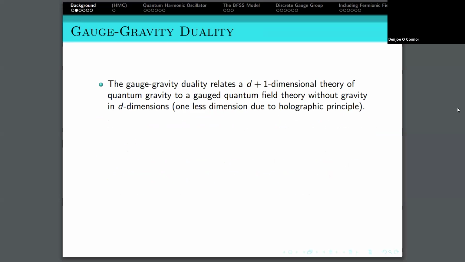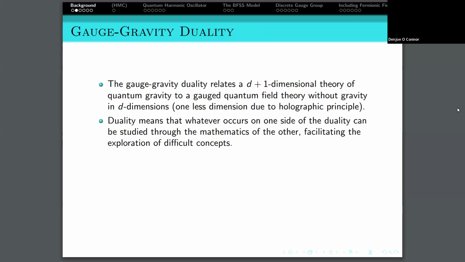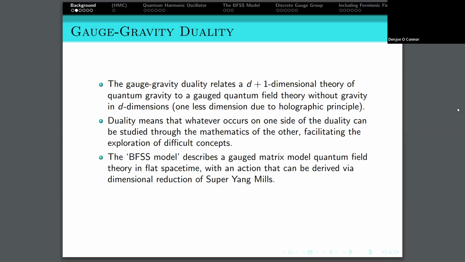So gauge gravity duality. The gauge gravity duality relates the d+1 dimensional theory of quantum gravity to the gauge quantum field theory without gravity in d dimensions. So there's one less dimension due to the holographic principle. Duality means that whatever occurs on one side of the duality can be studied through the mathematics of the other, facilitating the exploration of difficult concepts.